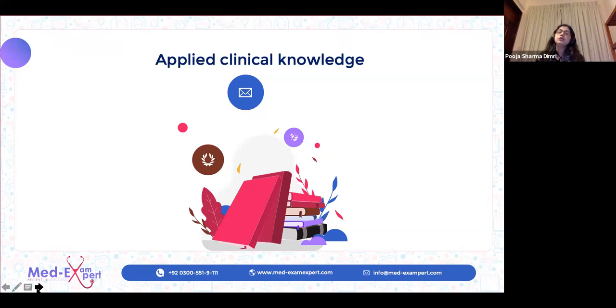And also applied clinical knowledge involves, like, if the station might be a patient prepared for a hysterectomy, whether laparoscopic or vaginal hysterectomy, you should know about the procedure, you should know about the complications of the surgery, and should be able to explain to the patient the risks and complications, again for them to understand and to take a decision.